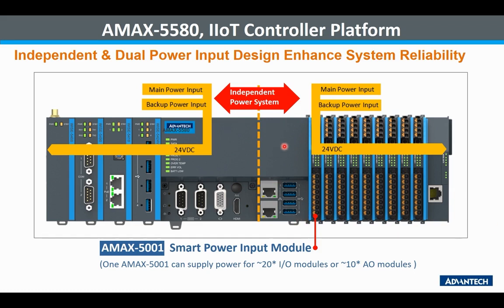The 24 volt direct current power input will only supply the MX 5000 left hand side PCIe modules. For EtherCAT I/O, the power input needs to be wired through the MX 5001 smart power input module. This power module not only can supply up to 20 modules towards the right side, but also can provide a diagnostic function for power quality monitoring.